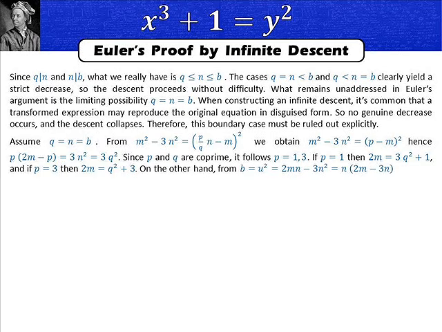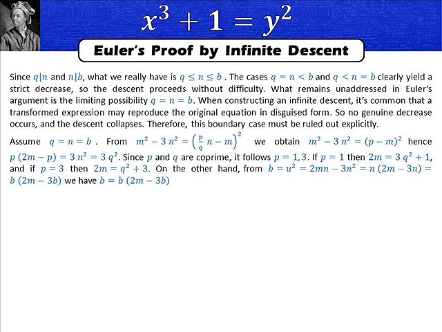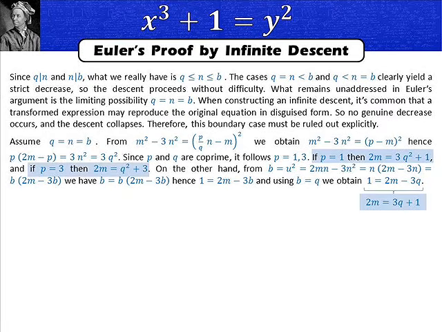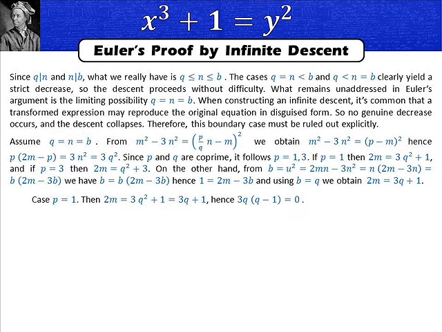On the other hand, b equals n times (2m minus 3n). Substituting n equals b, we have b equals b times (2m minus 3b). Hence, 1 equals 2m minus 3b. And using b equals q, we obtain 2m equals 3q plus 1. Case p equals 1. Then 2m equals 3q squared plus 1, which equals 3q plus 1. Hence, 3q times (q minus 1) equals 0. Thus, q equals 1 and m equals 2.